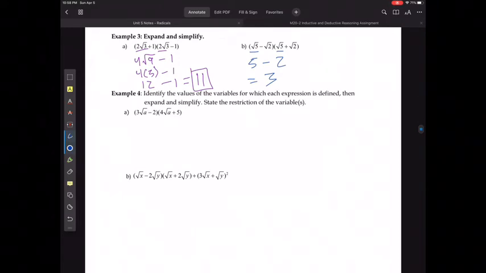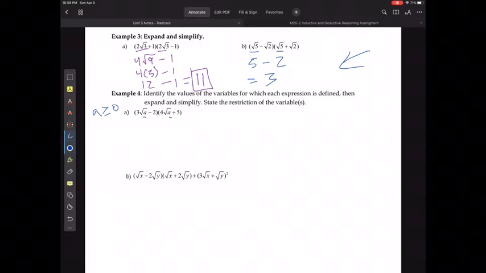If I'm identifying the values of the variables for which each expression is defined and then expand and simplify, state the restriction on the variable, well, in order to take the square root of it, a just has to be greater than or equal to 0, because I can't take the square root of a negative. And then I'm going to use exactly what we did in the last part and say, well, if I have the square root of a times the square root of a, it's just going to be a. The two parts are going to cancel out.